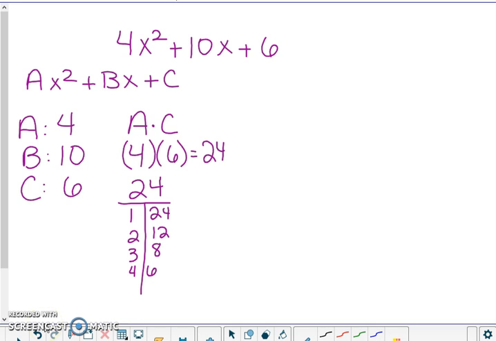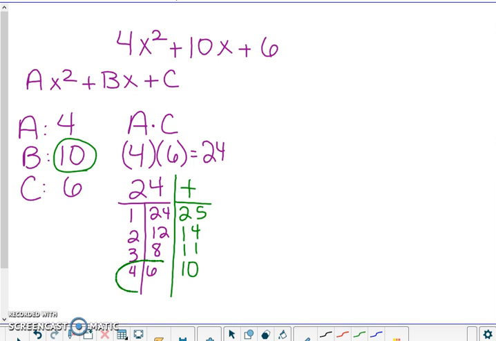So once we finish factoring AC, we are going to do the same thing as we did with the box method, and that's determine which pair of factors adds up to our B value. So 1 plus 24 will be 25, 2 plus 12 is 14, 3 plus 8 is 11, and 4 plus 6 is 10. Since our B value is 10, the pair we are going to use is 4 and 6. So that will handle the first two steps of both of the next methods that we're going to do.